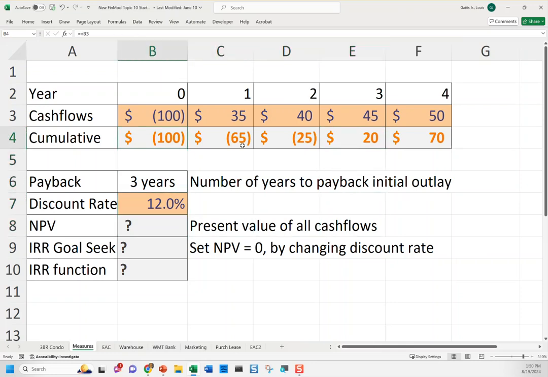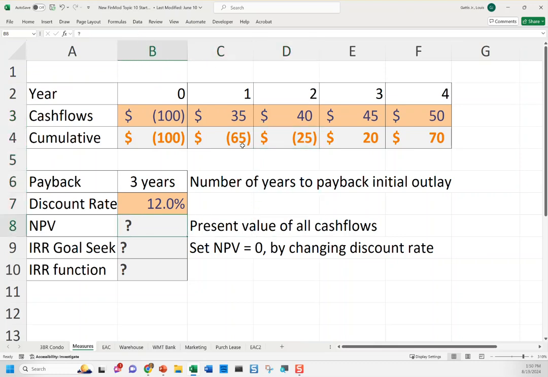NPV, well, I could just take the present value of all these cash flows. I could take 100, and we'll assume a discount rate of 12%. So I can take $100 negative plus 35 divided by 1.12 to the 1 plus 40 divided by 1.12 to the second power, and so on.